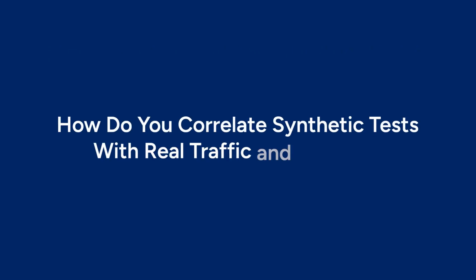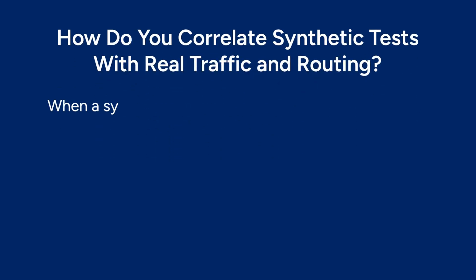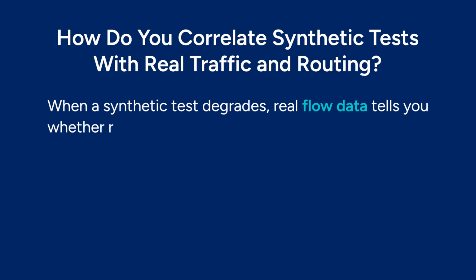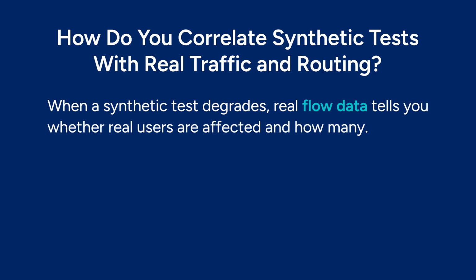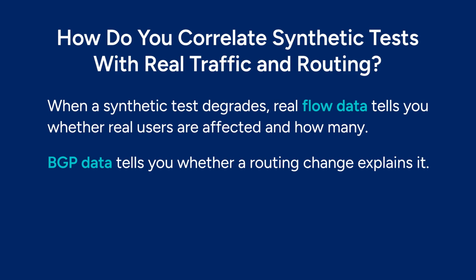How do you correlate synthetic tests with real traffic and routing? Here's where this combination pays off. When a synthetic test degrades, real flow data tells you whether real users are affected and how many. And BGP data tells you whether a routing change explains it. That's the difference between an outside-in probe and modern network intelligence.